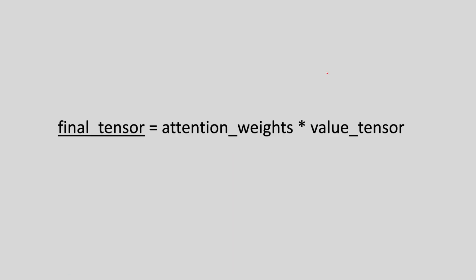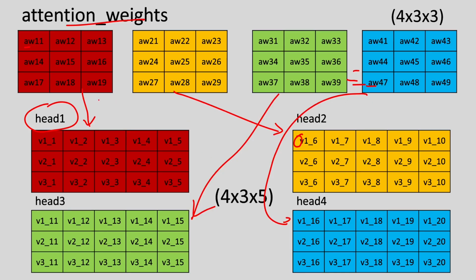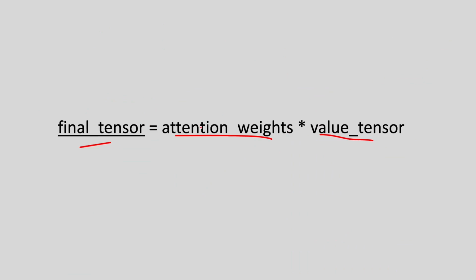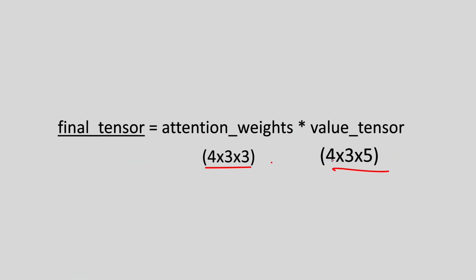This is AW. Once you do that, we'll get a final tensor that is attention weights, which we'll see the dimension of, into value tensor. You see attention weights were 4 cross 3 cross 3. There are 4 heads and each head is 3 cross 3, and for these values, it is 3 cross 5. So this is 4 cross 3 cross 5. Once that happens, what will be the size of the tensor? It will be 4 cross 3 cross 5.